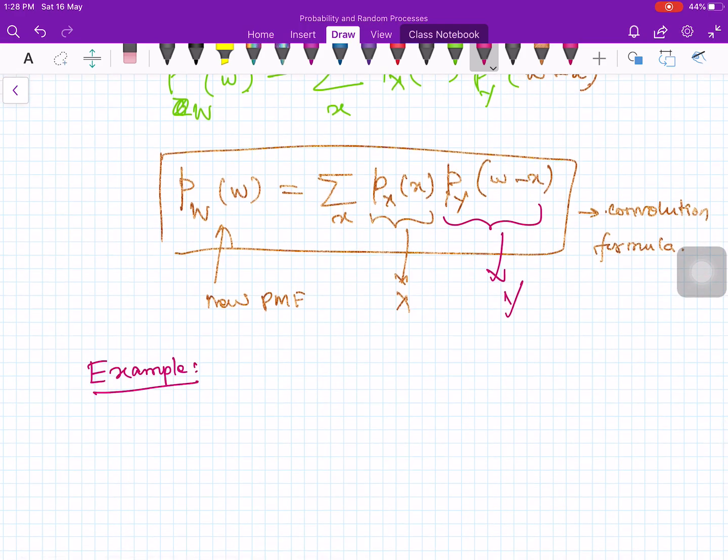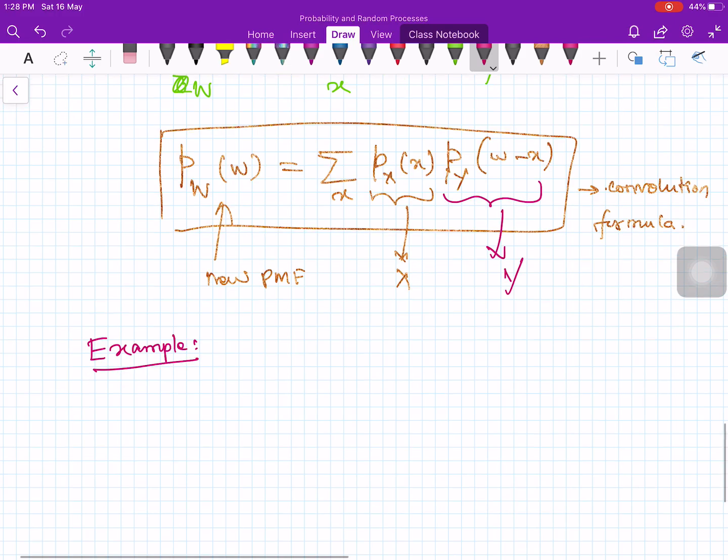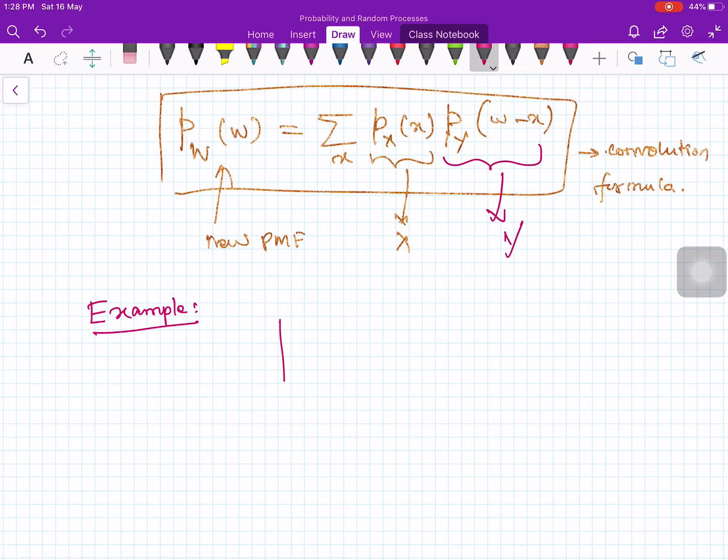So let me show you a picture here and illustrate how the mechanics go in general. Let's say this is uniform random variables 1, 2, 3, 4. This is the x and this is a PMF of x, px of x.